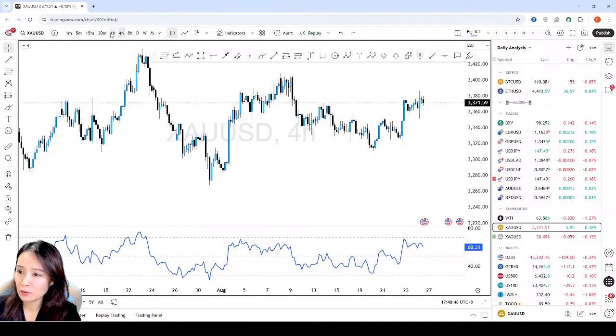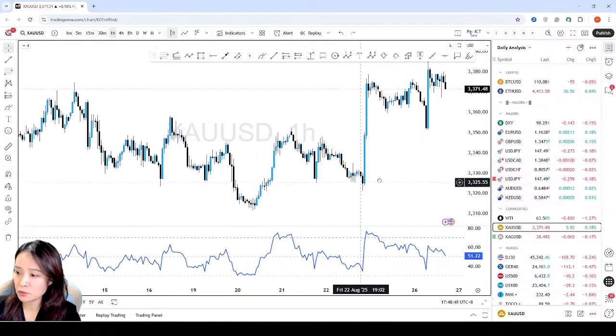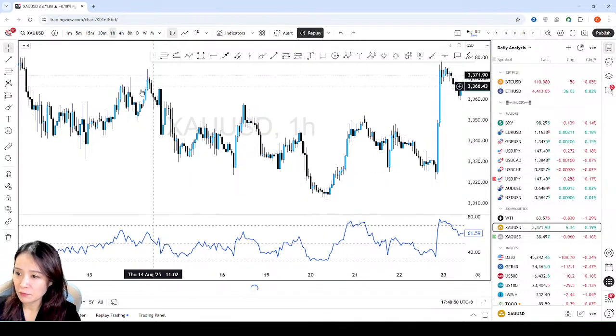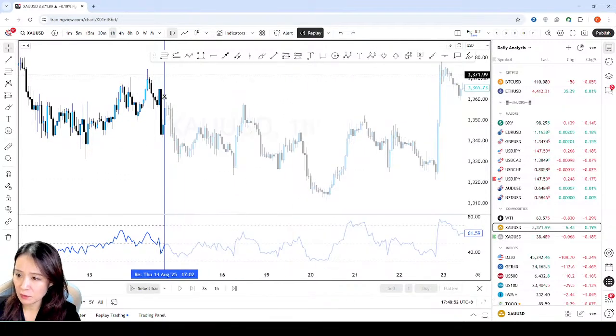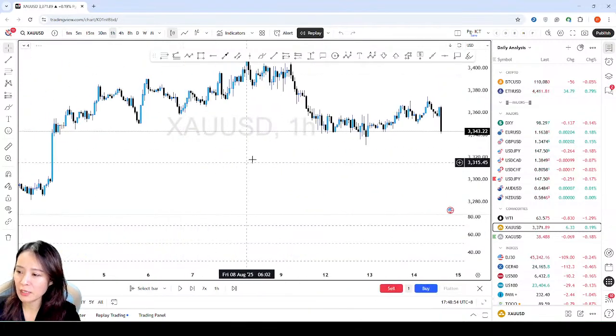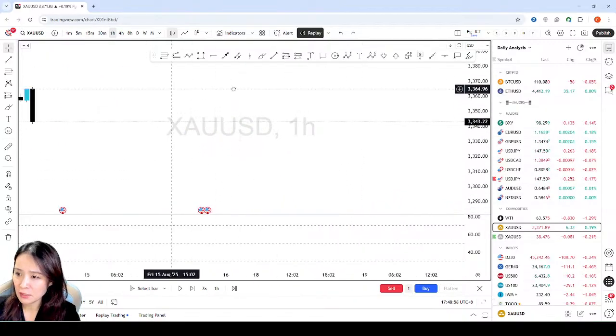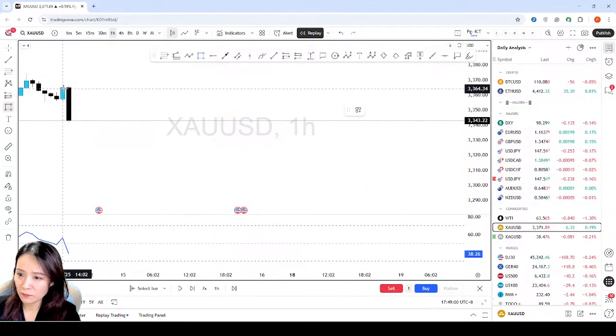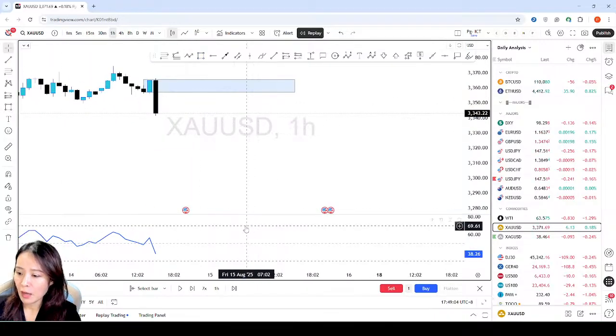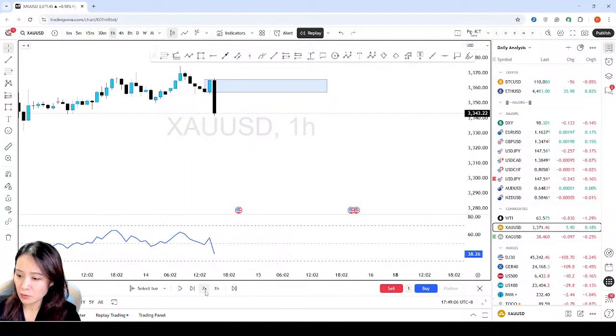Let me go to H1 first. I will show you what kind of confirmation looks like, and after that we're going to look for the trade setup together. Okay, let's see here. Based on the H1 time frame, price is getting close to the order block here. So I'm going to wait for price to go into the box in the lower time frame.